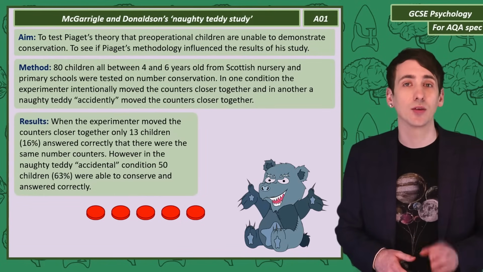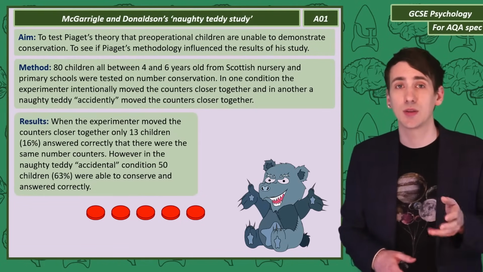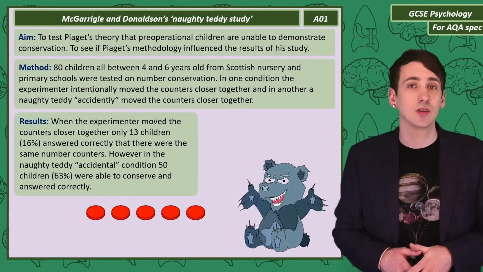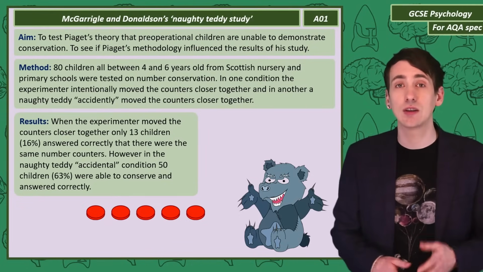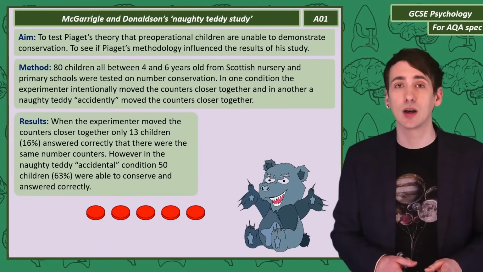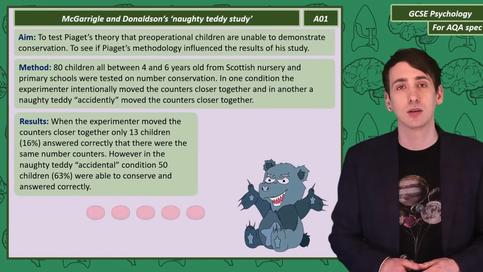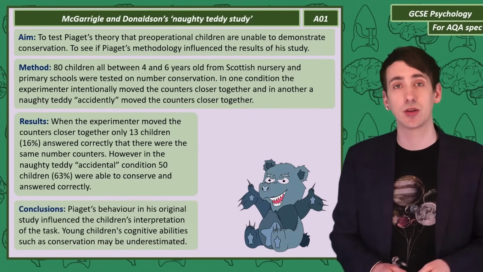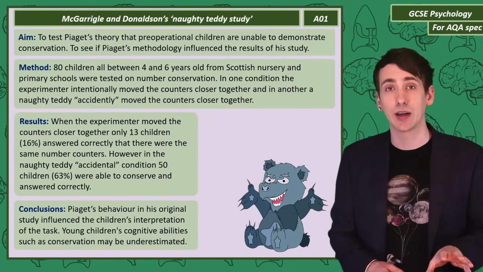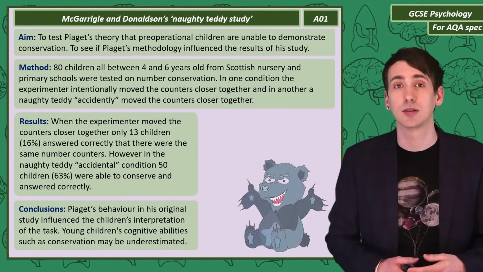The researchers found that when the experimenter moved the counters, only 13 children, 16%, were able to conserve, but in the naughty Teddy condition, 50 children, or 63%, were able to conserve and answered correctly that there were the same numbers of counters. So the researchers concluded that Piaget influenced the behaviour of the children in his original study and then underestimated young children's ability to conserve.